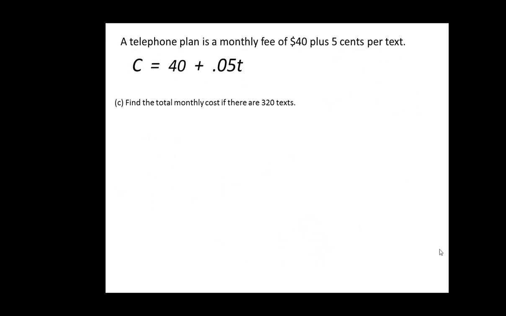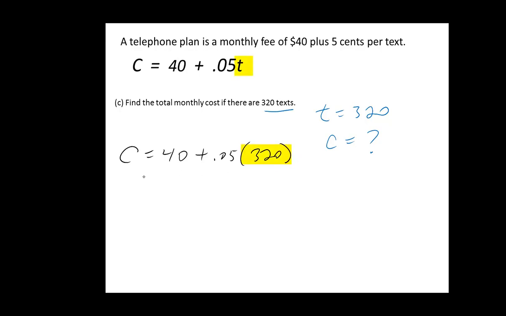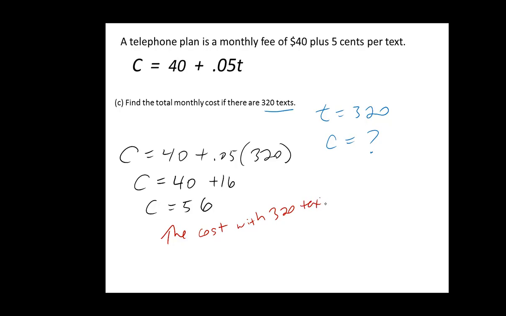Find the total monthly cost if there are 300 texts. So in other words, they're telling us that T equals 320, and we're being asked what is the cost. We're just going to write down our equation, plugging in the 320 in place of the T. We're going to solve that, and as we solve this, this is 40 plus 16, I get C equals 56. Now this is a word problem, so I want to write my answer in words. Here's my sentence: the cost with 320 texts is $56.